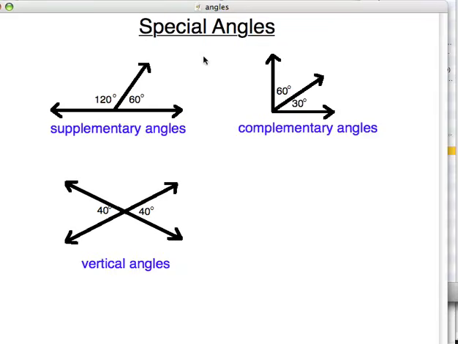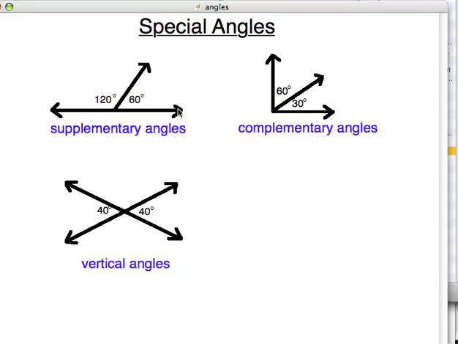In this video, we're going to talk about some special angles: supplementary angles, complementary angles, and vertical angles. Supplementary angles are angles that add up to 180 degrees, like this pair of angles. They're also called a linear pair because they're a pair of angles that form a straight line.